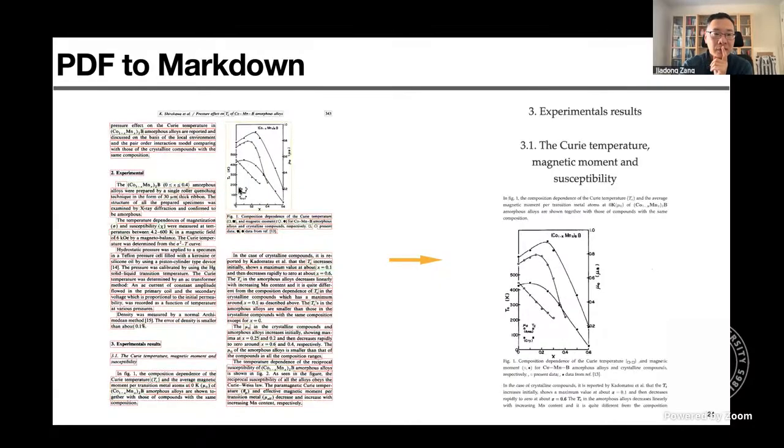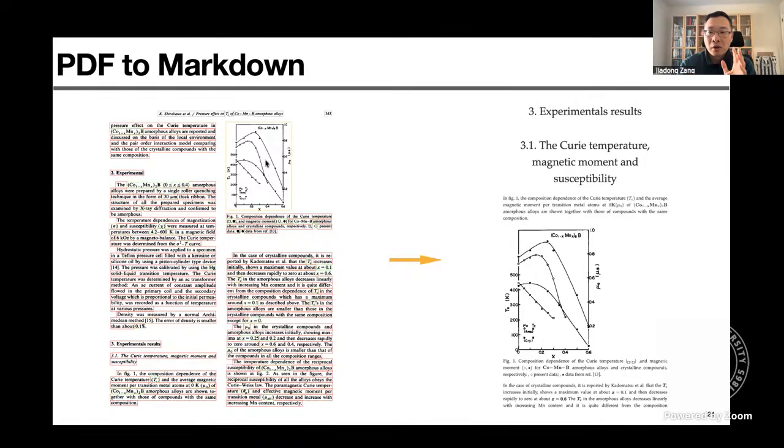Sometimes there are figures in the paper, and we can use this code to extract these figures as well. This gives us the possibility of processing the data in the figures in future efforts.